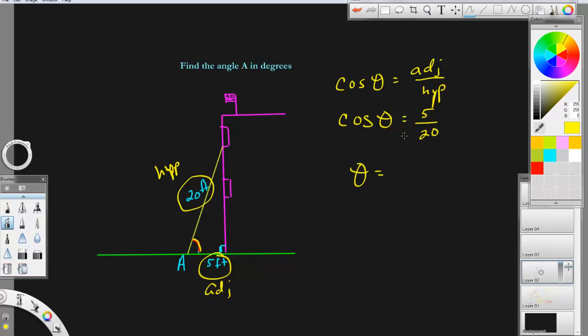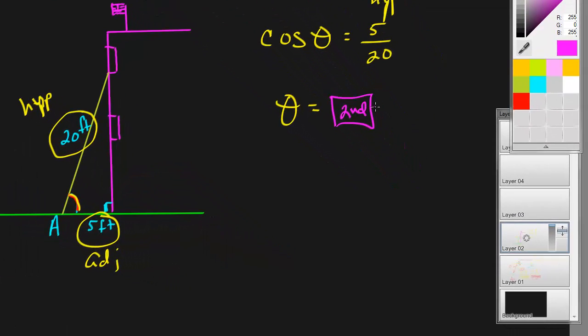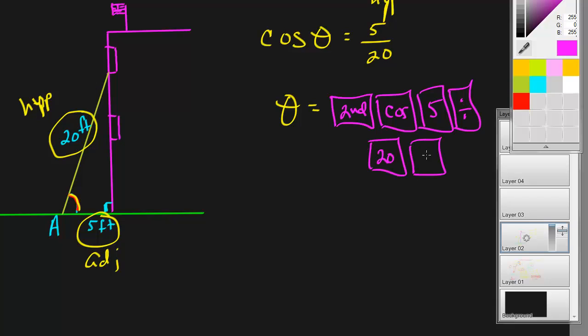Well, the way you would do it is you want to first make sure your calculator is on degrees and not radians. A lot of times it'll get switched back to radians. But you're going to do the following keystrokes: second, cosine, 5 divided by 20 equals. So let's all do that. I'll pause it and we'll do it here.